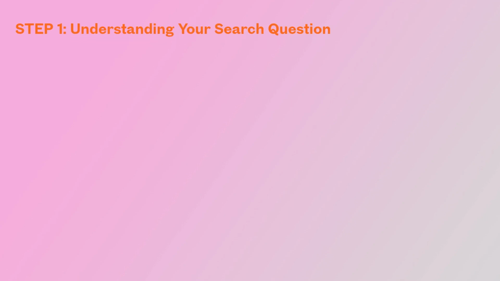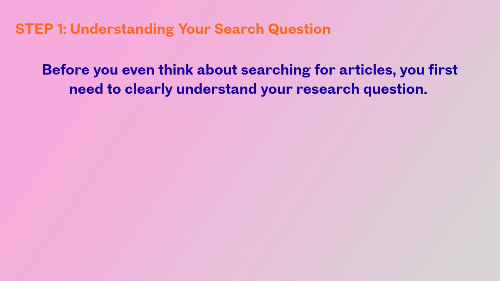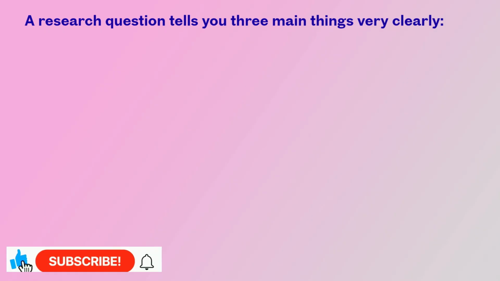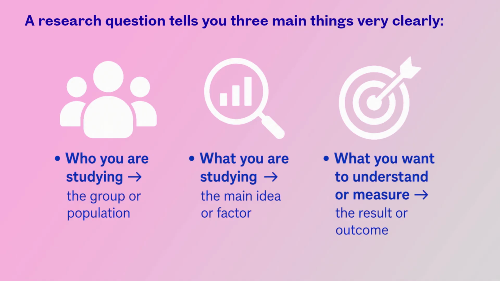Step 1. Understanding your search question. Before you even think about searching for articles, you first need to clearly understand your research question. A research question tells you three main things very clearly: who you are studying, the group or population; what you are studying, the main idea or factor; and what you want to understand or measure, the result or outcome.